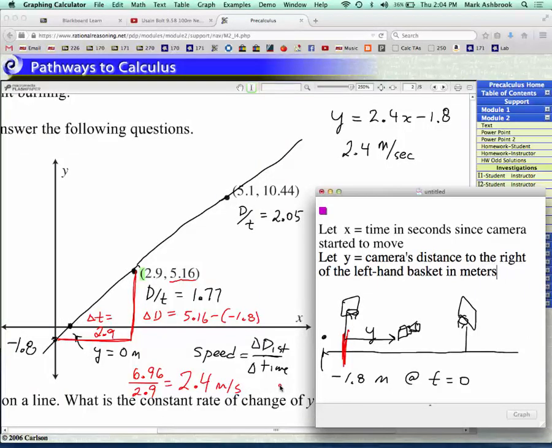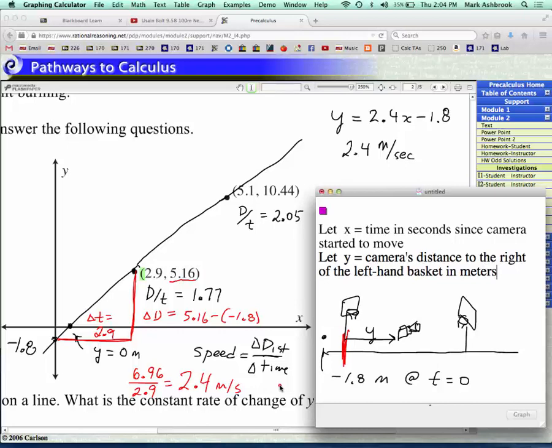Any change in distance divided by the corresponding change in time, given any two points, will give us this 2.4 meters per second. That camera is traveling at a constant speed. It's not speeding up. But in order to see that, you have to do a change in distance over the change in time. Okay, questions about that?